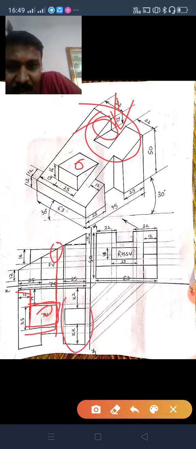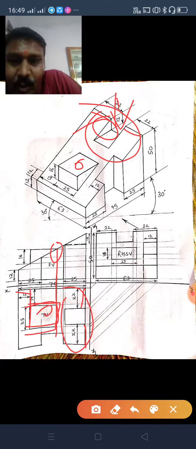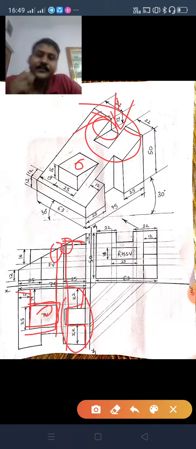This portion will be visible here. Now what you do, 22 and 22, very simple. Draw 22 from here, draw 22 from here. And how much is this depth? It is not known to you, but you have drawn this dotted line. You got this point. From this point draw a vertical line, you will get this box.